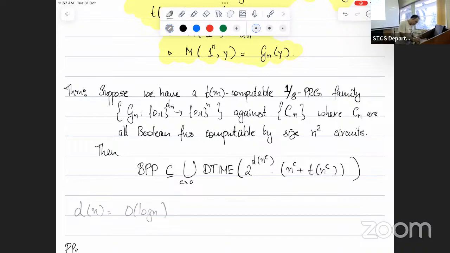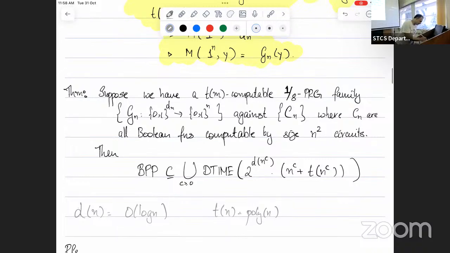Okay, and suppose it turns out that t of n is basically polynomial in n. That is, it's polynomial time computable, and the seed length is logarithmic in the final stretch that you want. So you're saying d subscript n there? Sorry, what I meant is this is some function d of n. No, I get that. Yeah.